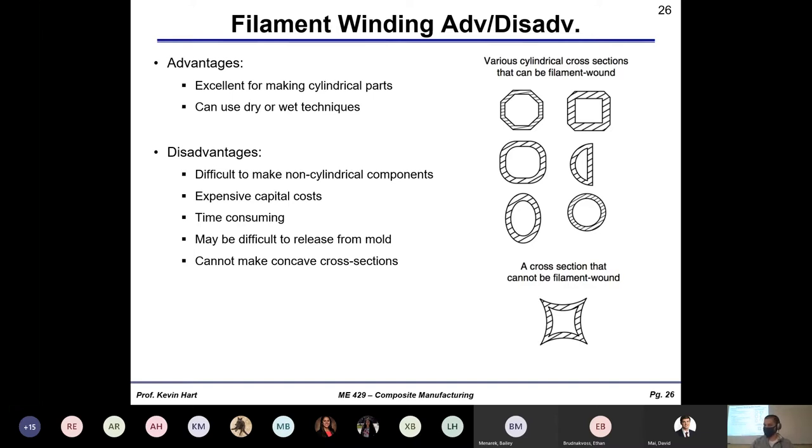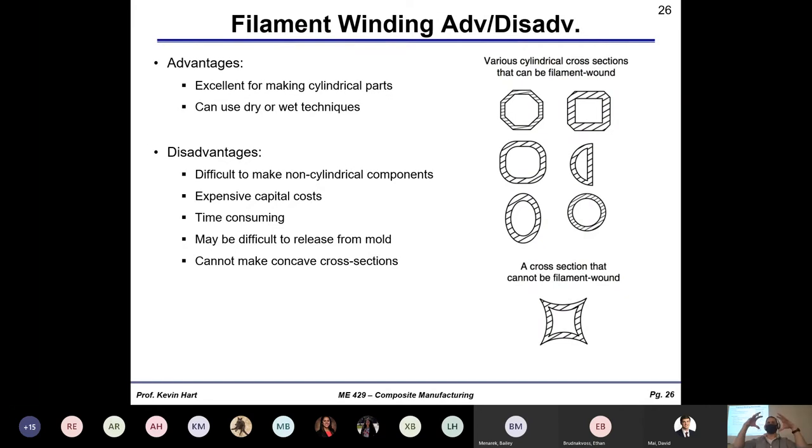A couple of ways that they typically will do this, and I see I have this question in the chat. How do they intend to get the cylinder off? Well, they hire Arnold Schwarzenegger, and he comes... No, I'm just kidding. Usually, they'll have what are called collapsible molds.